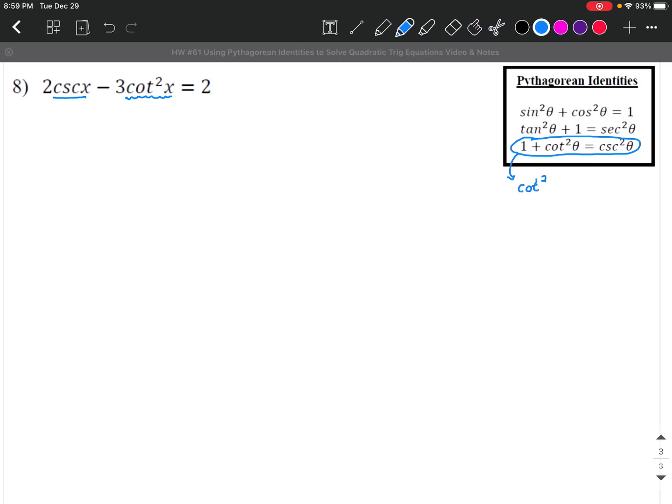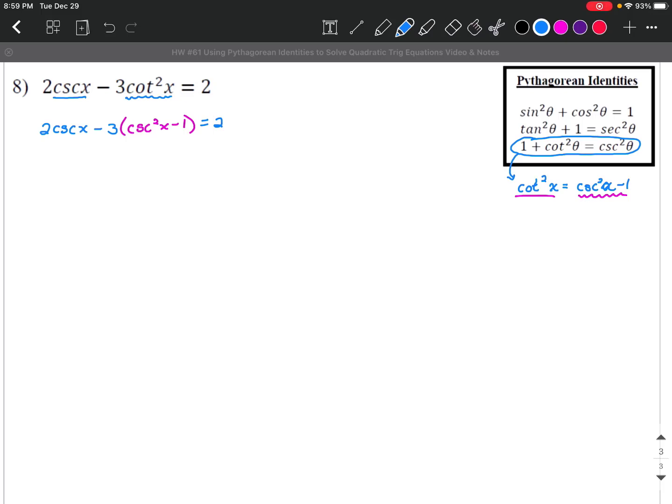So can I solve this for cotangent? I can if I subtract 1 from both sides. Notice I also changed my thetas to x's, okay? So I'm going to rewrite this equation, and it starts out the same, but now I'm going to change the cotangent squared x into cosecant squared x minus 1. And then the rest of my equation was equal to 2.